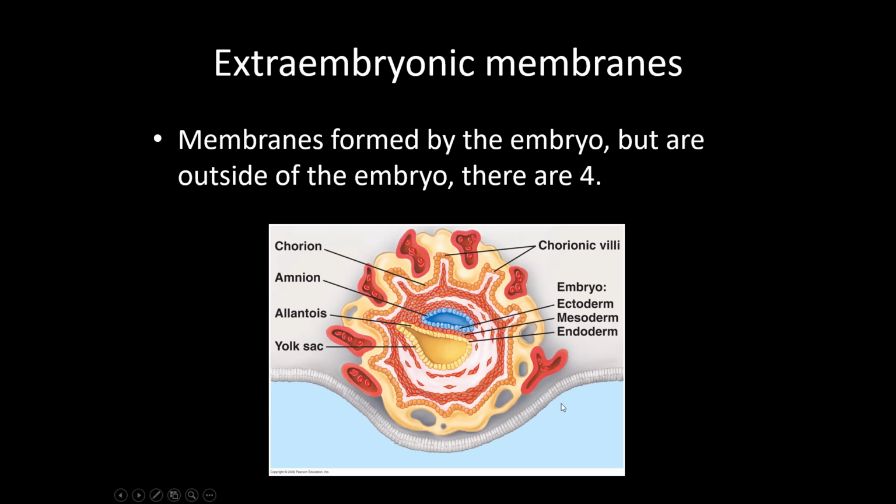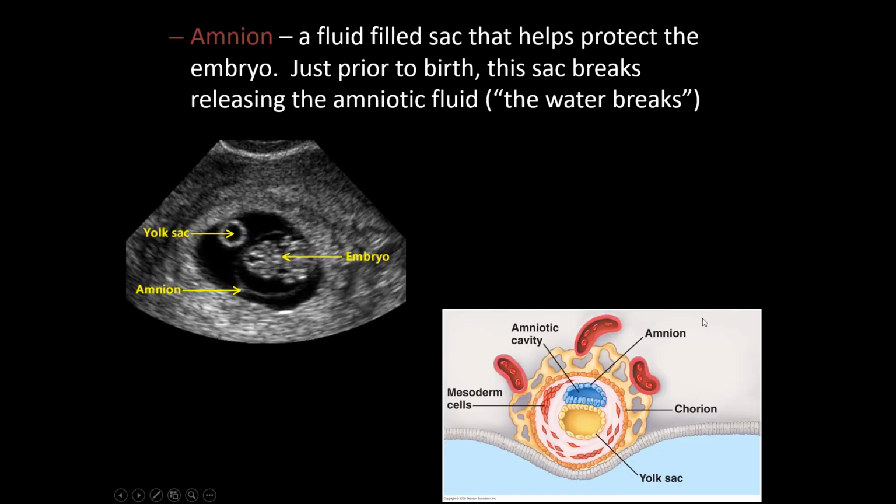So the other 3 that we need to talk about are the amnion, the allantois, and then the yolk sac. And so that's what we're going to hit on a little bit next. So, amnion. This is an ultrasound of a pregnant woman. You can see the baby labeled right here. You can also see there's a sac around the baby. That sac is the amnion, and it is filled with fluid called amniotic fluid.